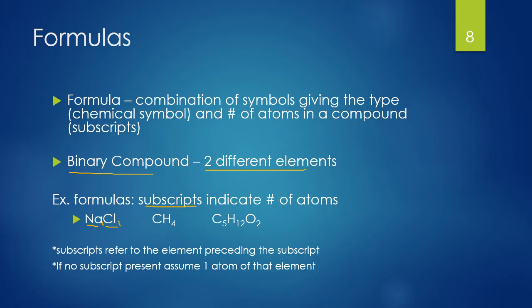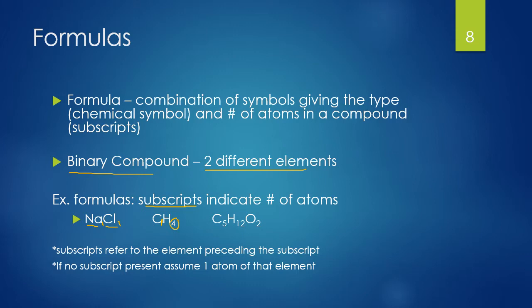Looking at the next example, we have CH4, once again a binary compound. This would be carbon and hydrogen together. We use the subscripts to figure out how many atoms of each element are present in the compound. Carbon doesn't have a subscript, so we know there's just one carbon. But after hydrogen, we see this subscript of 4. So that means there are 4 hydrogens for every one carbon in this compound.